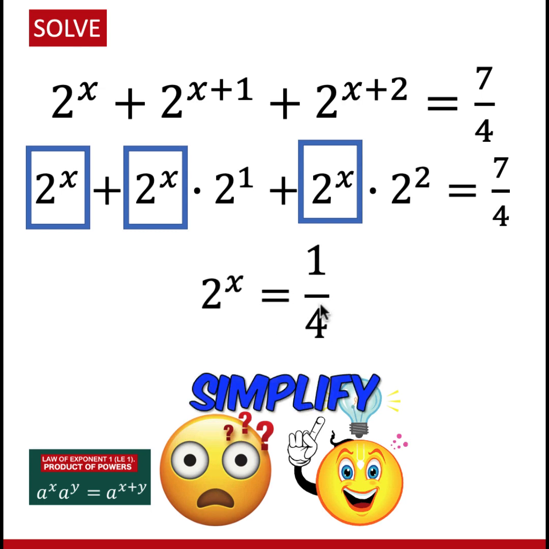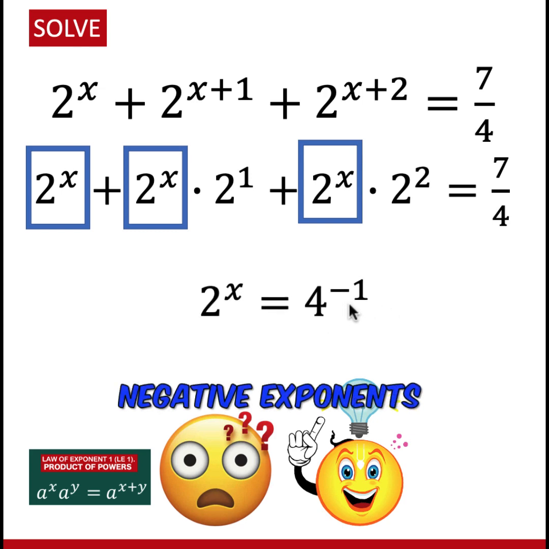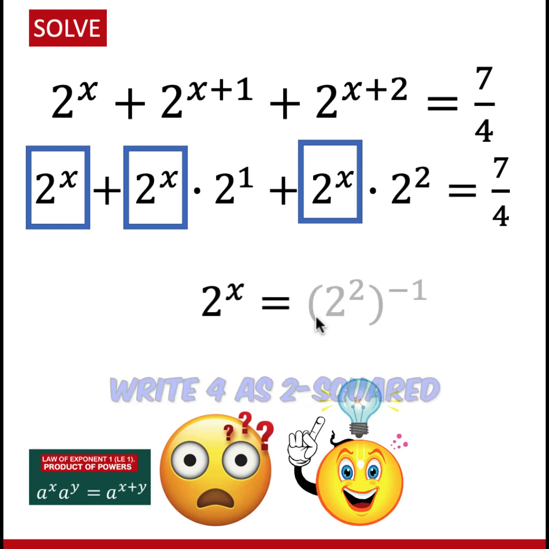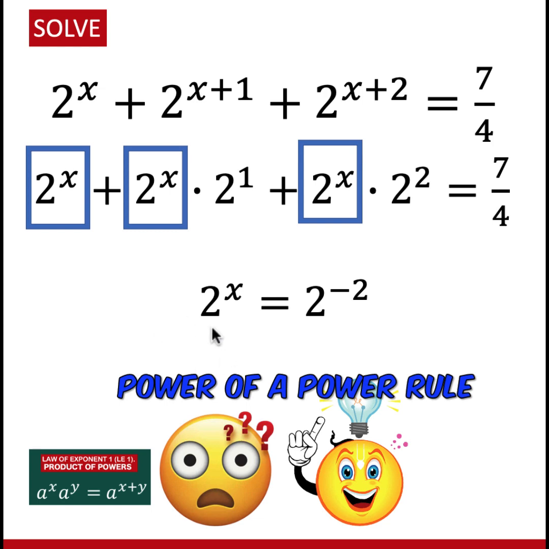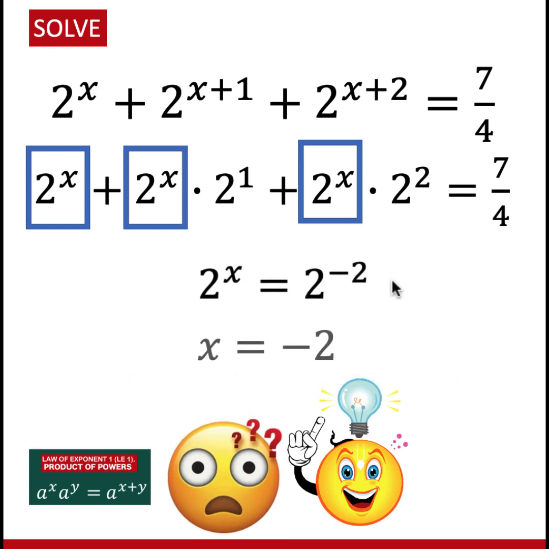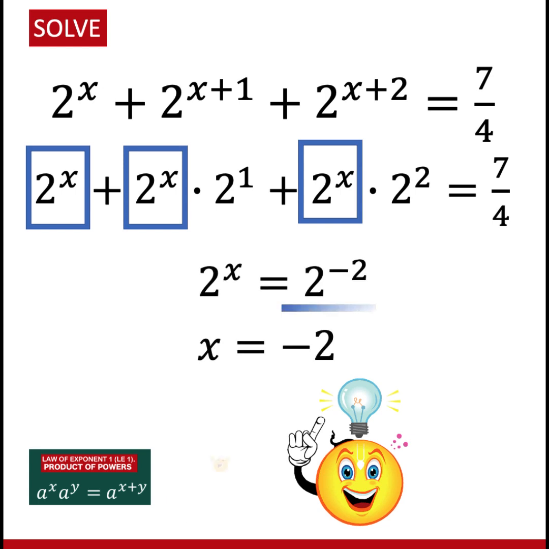Now this 1/4 can be written as 4 raised to negative 1. But since the base at the left is 2, we can also re-express 4 as 2 squared, so we now have 2 squared raised to negative 1. And here you can now multiply the inside and the outside exponent using the power of powers law of exponent to get 2 raised to negative 2. We have the same base, the exponents are equal, so x is equal to negative 2, and this problem is now solved.